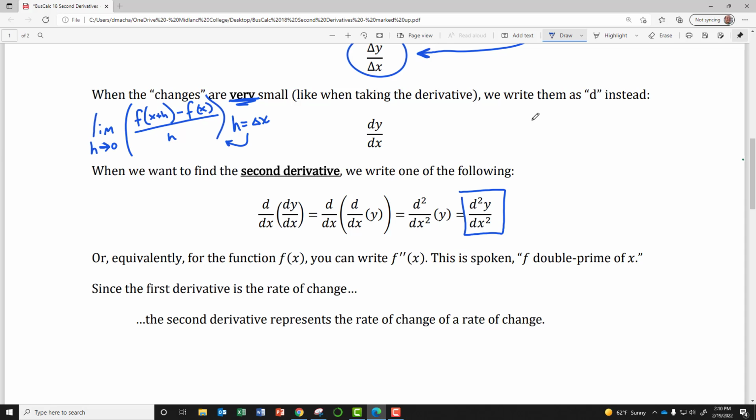And so I want you to be familiar with the notation we use for second derivatives. I think most of the time I'm going to use this type of notation here on the far right. But I want you to know that these are all meaning the same thing, and where that d squared y over dx squared comes from. It's talking about applying that derivative operator 2 times in a row.